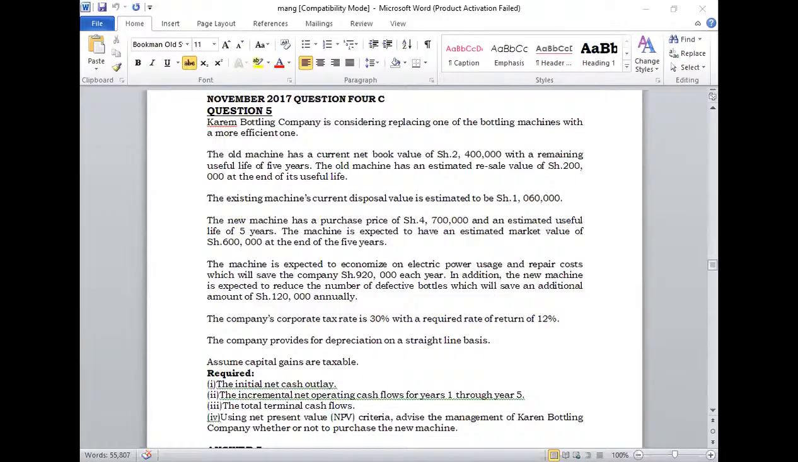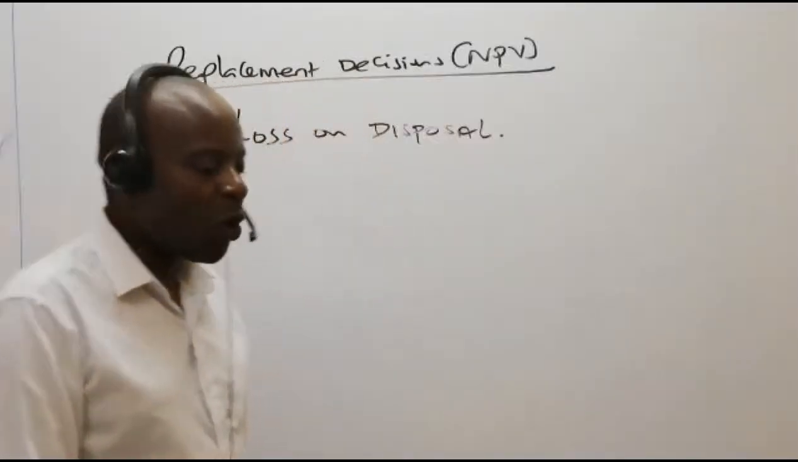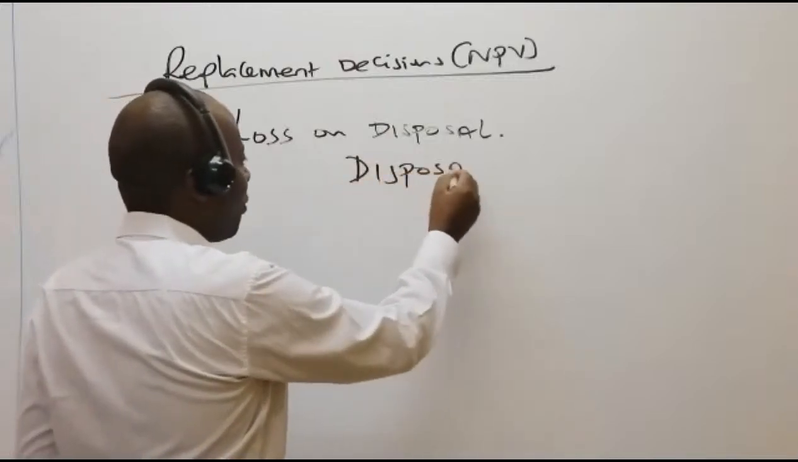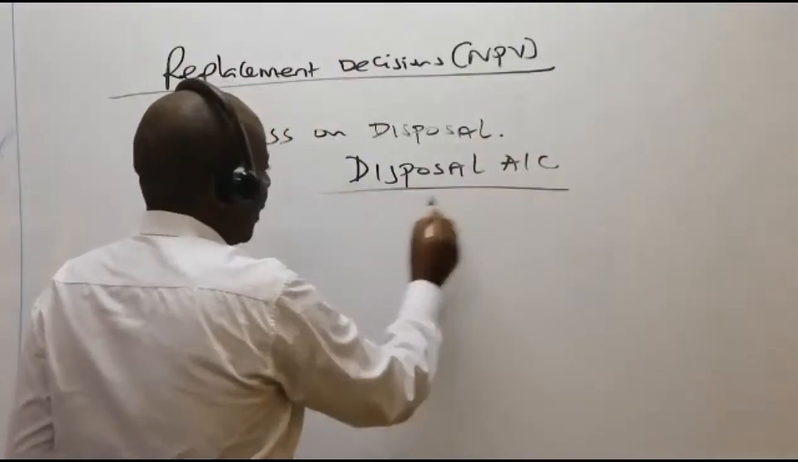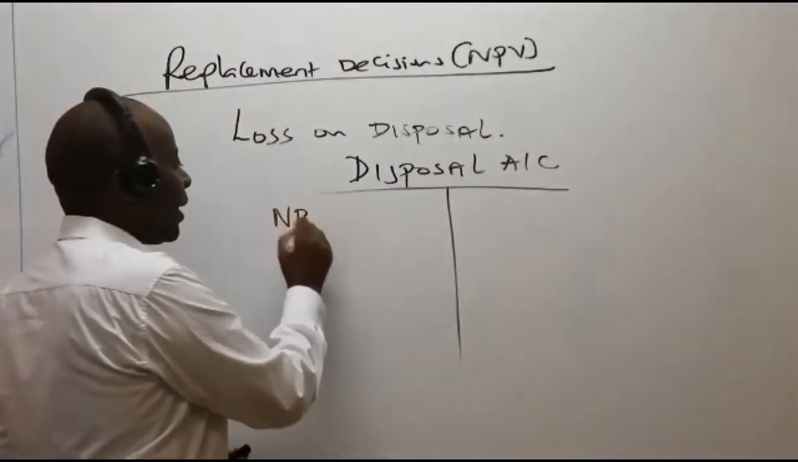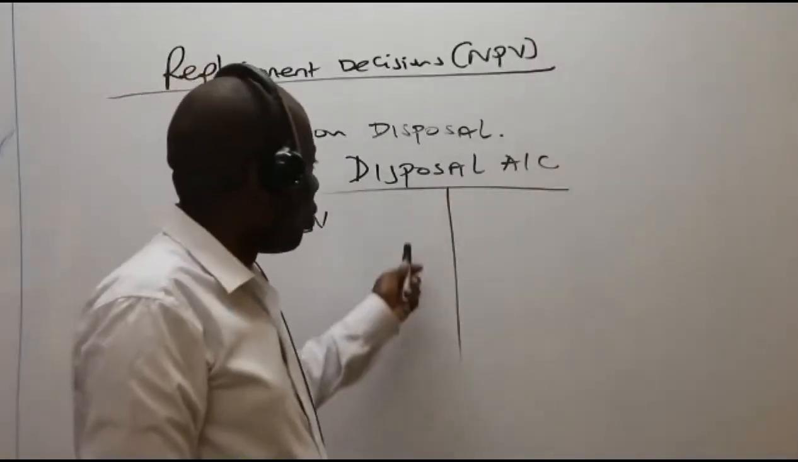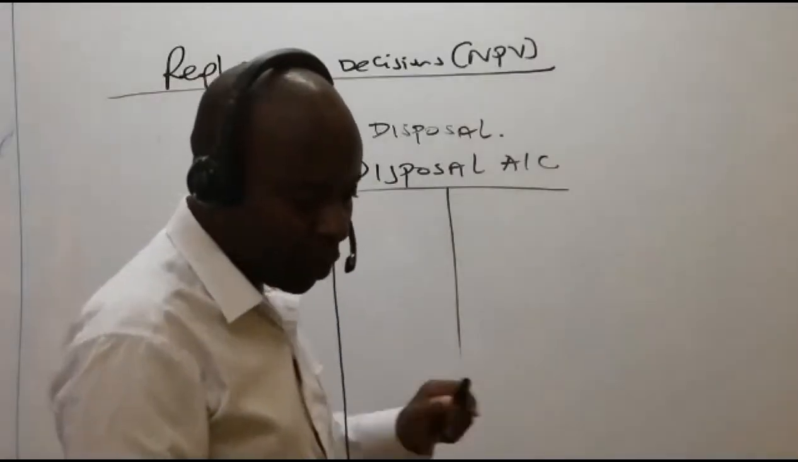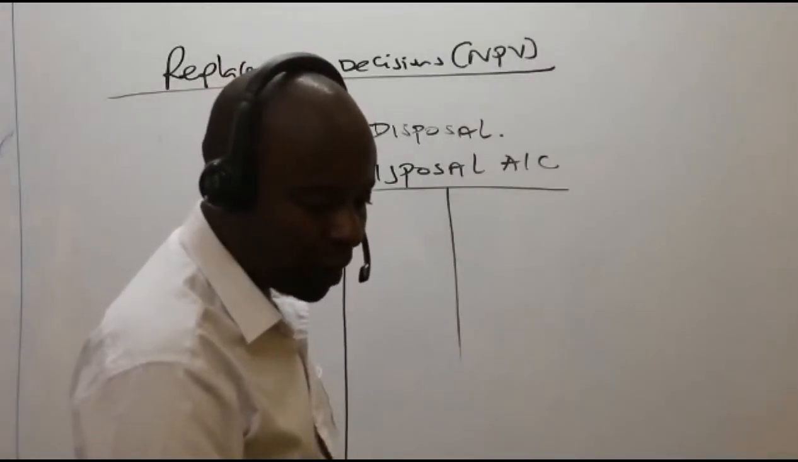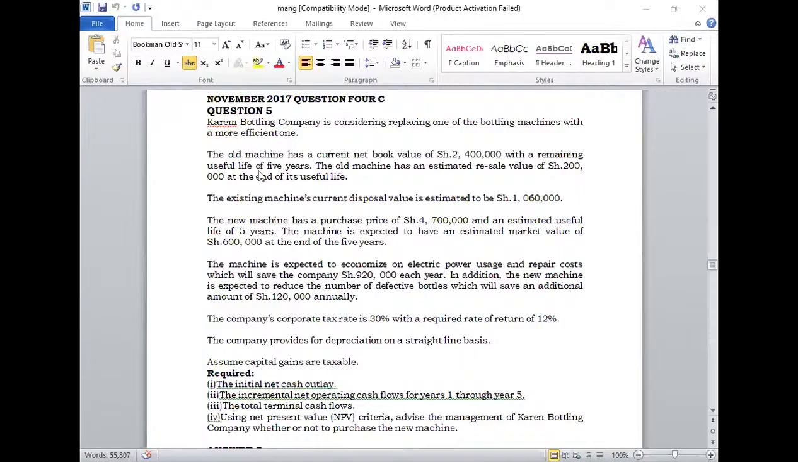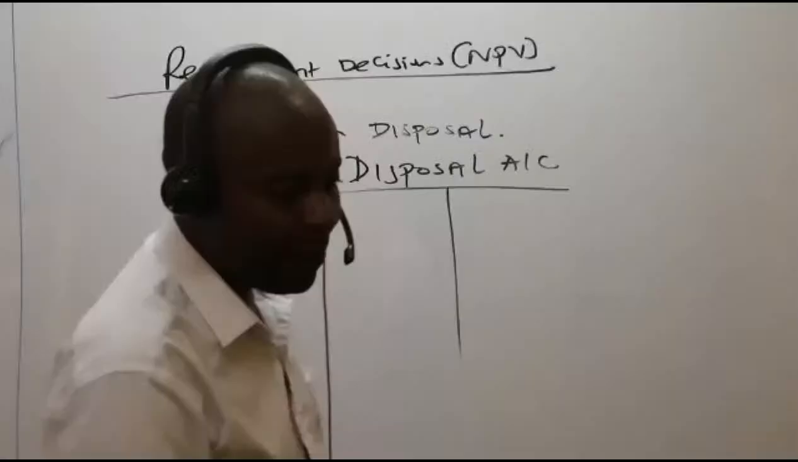So ladies and gentlemen, listen. Remember, in financial accounting, for you to be able to get that loss on disposal, you would have done a disposals account. This is how you do it in CPA financial accounting. In the disposals account, you start by debiting the account with the net book value of this machine, the disposal of the old machine. They have told us the old machine has a current net book value of 2.4 million. So this is what I bring first here.